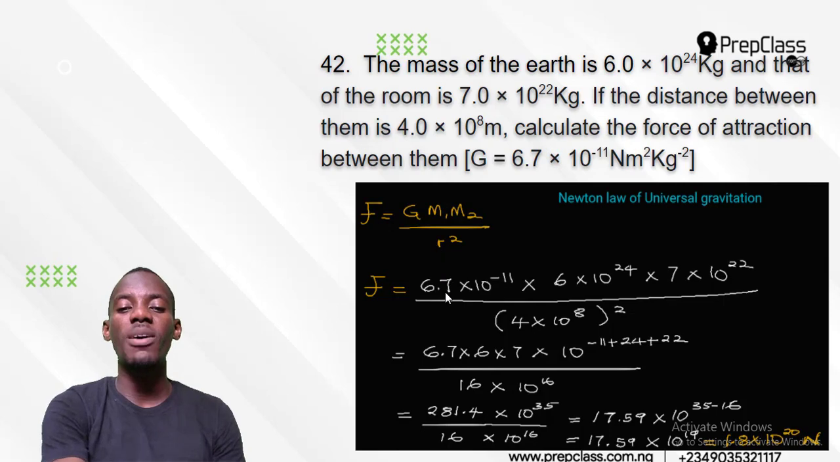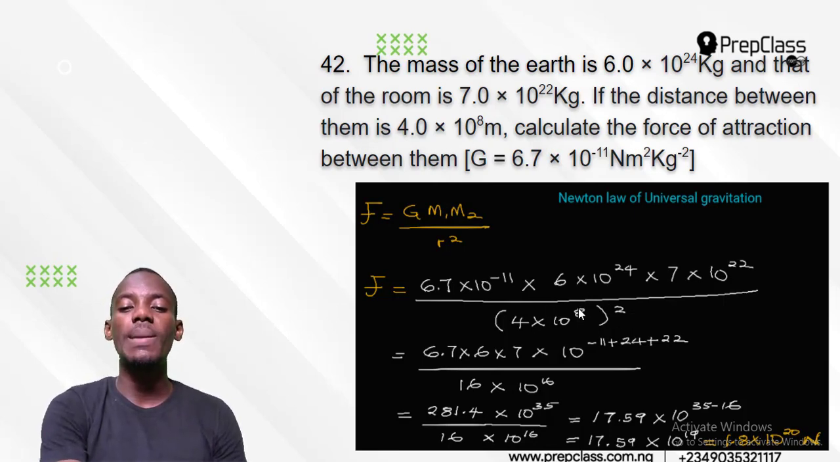So my G is 6.7 times 10 to the power minus 11 from the question. Then my M1, the first mass, is 6 times 10 to the power 24. M2 is 7 times 10 to the power 22 from the question, over my R, that's my distance, 4 times 10 to the power 8. But it has a square in the formula, so put a square, and then we'll now solve.